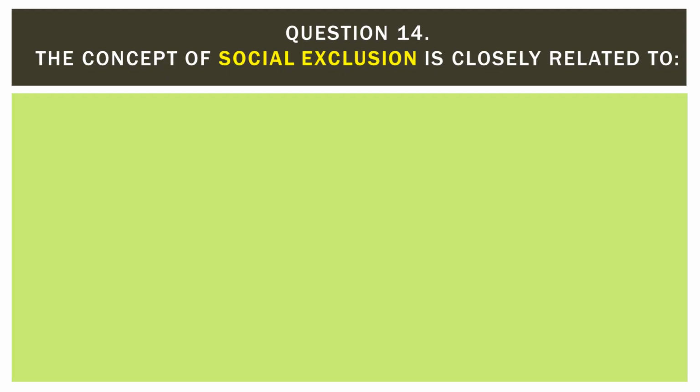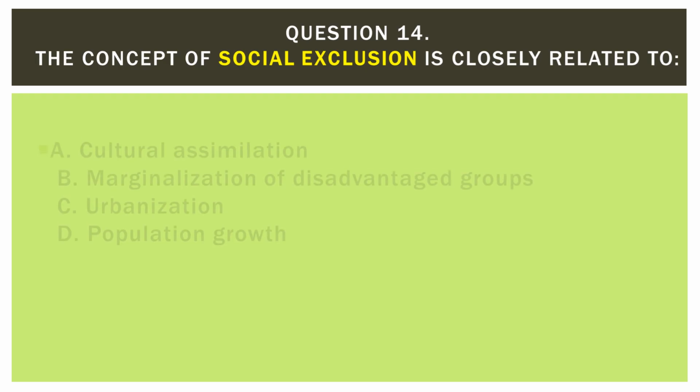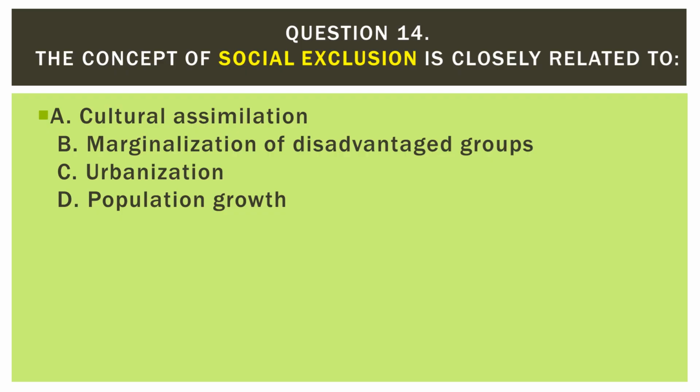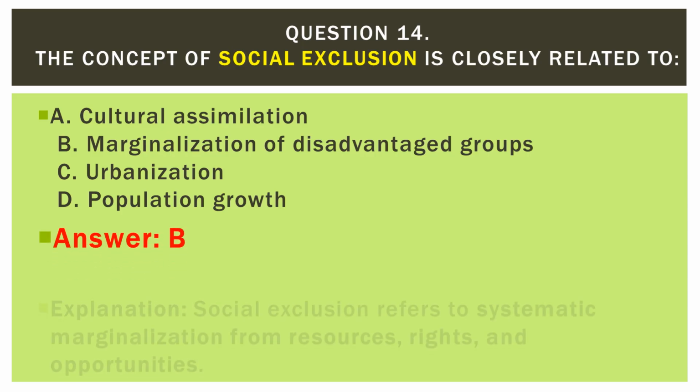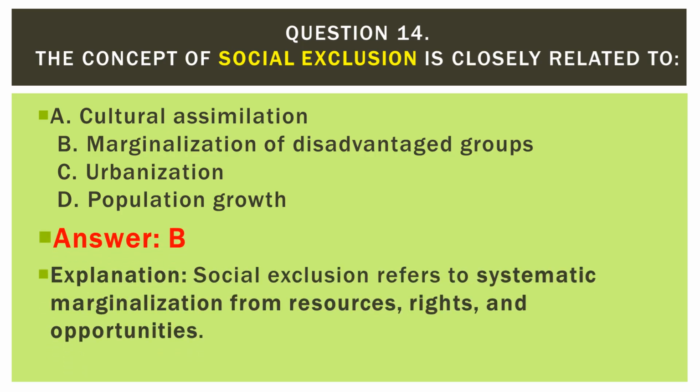Question 14. The concept of social exclusion is closely related to: A. Cultural assimilation. B. Marginalization of disadvantaged groups. C. Urbanization. D. Population growth. Answer: B. Explanation: social exclusion refers to systematic marginalization from resources, rights, and opportunities.